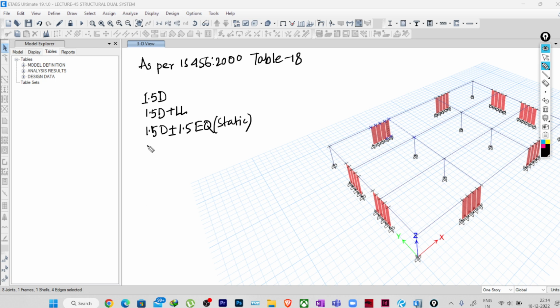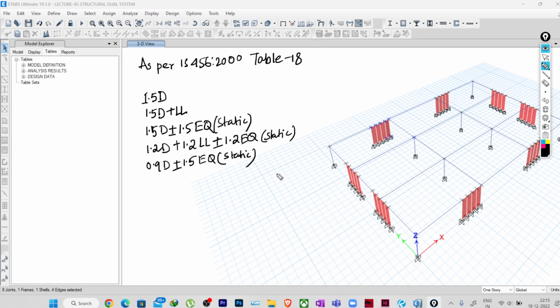Then it will be 1.2 dead load plus 1.2 live load plus minus 1.2 EQ. This is also static, fine. Then it will be 0.9 dead load plus minus 1.5 EQ. This is also static, fine. So these are the basic load combinations that we will be creating, design combinations.